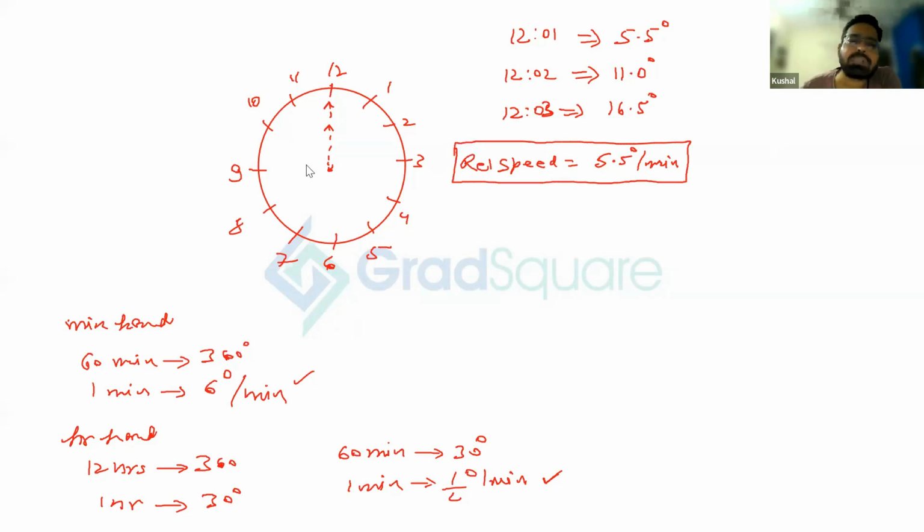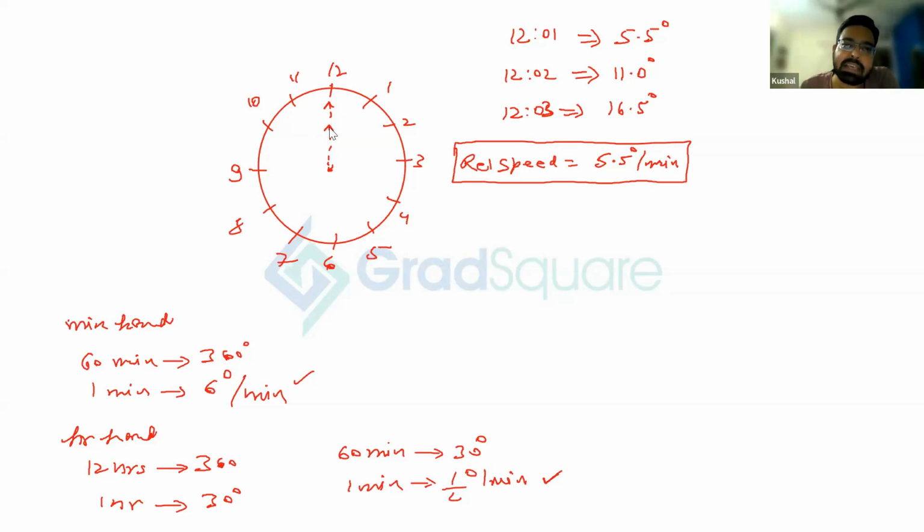Okay. Now comes the second concept that we need to talk about, which is at 12 o'clock, both the hour hand and minute hand are together. We now need to understand at what time will the hour hand and minute hand be together once again after 12 o'clock. I repeat my question. After 12 o'clock, at what time will the hour hand and minute hand be together once again?